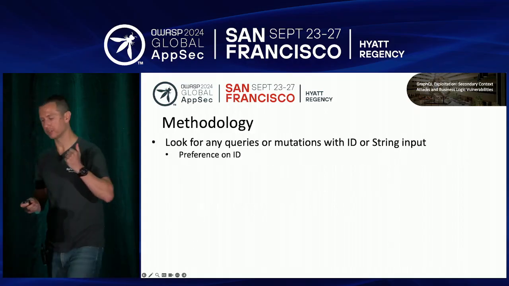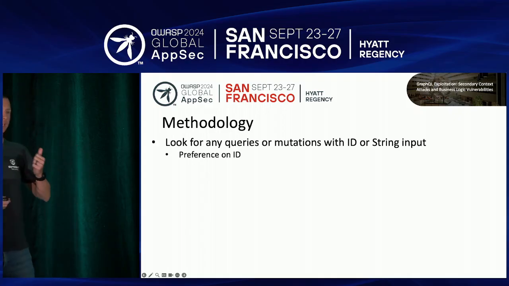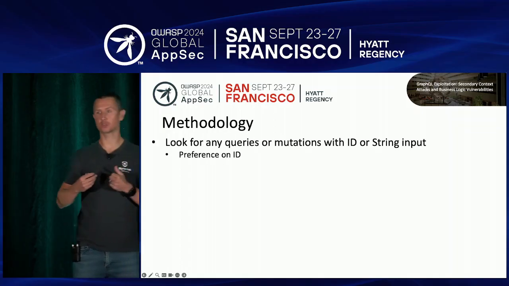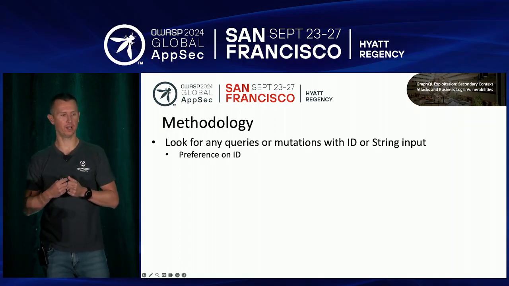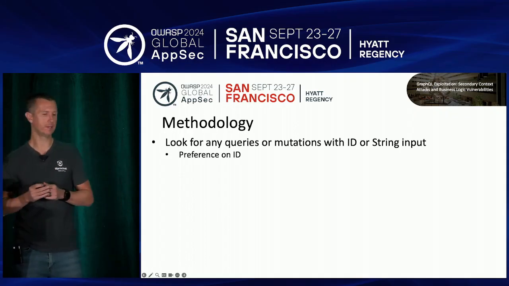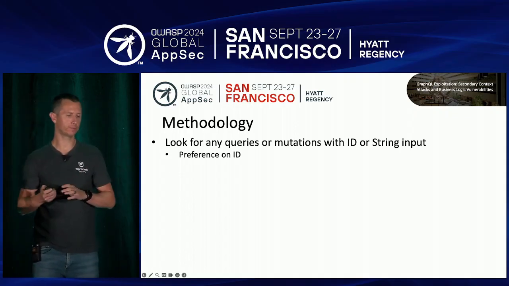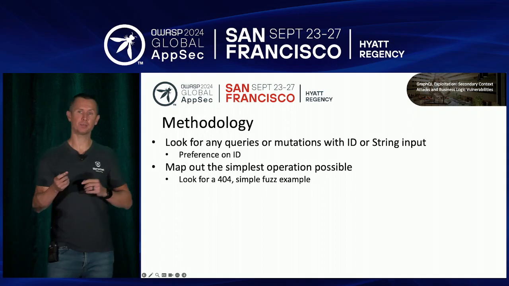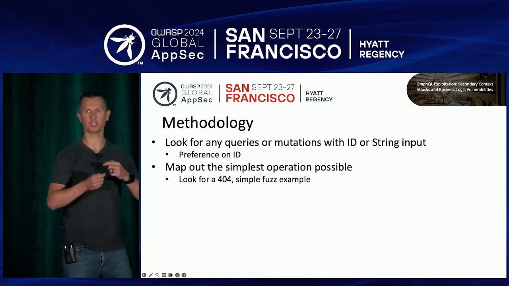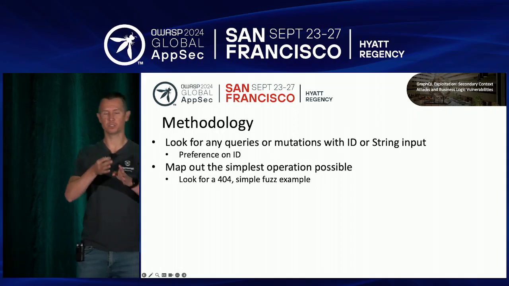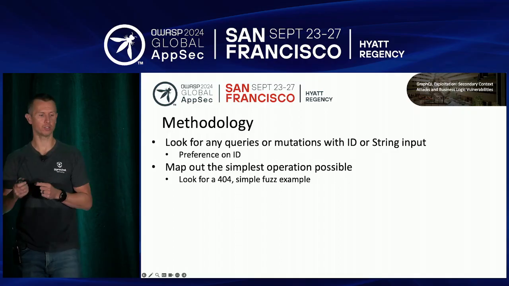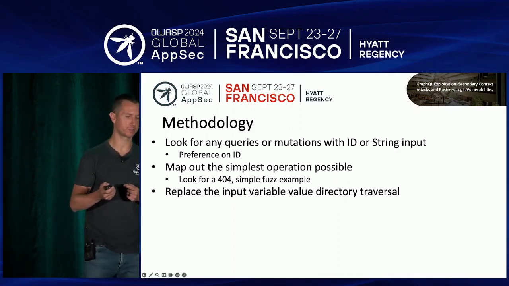So going back to the methodology slide from the second one, again, looking for queries and mutations with ID or string input. I have a strong preference on ID. I think it's just maybe commonly missed that it doesn't need to be a UUID, that it can really be anything as input. We then mapped out the simplest operation possible. So looking for a 404, using that simple fuzz example, right? So it was finding the query mutation, then trying to map out if I can actually cause a 404 or what comes in the response.